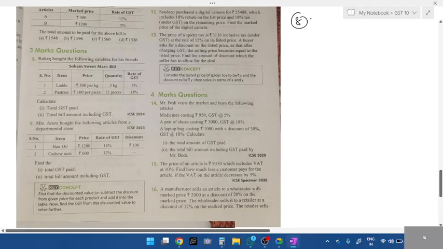Rohan bought the following eatables for his friends. What are the items, students? First one. How much did he buy? Laddu is how much? What's the price of laddu? 500 per kg. How many kgs did he buy? So look here, you have to calculate this. Laddu, total kgs, total quantity.